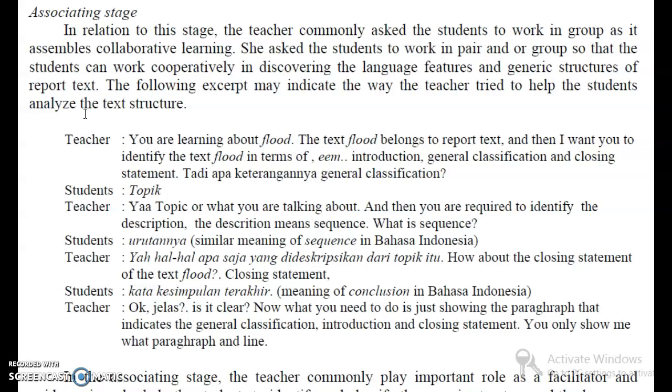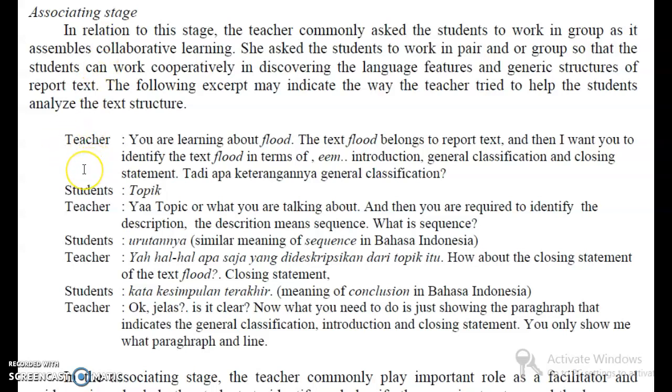The next stage is the associating stage. In relation to this stage, the teacher commonly asks the students to work in groups as it resembles collaborative learning. The teacher asks the students to work in pairs and/or groups so that the students can work cooperatively in discovering the language features and generic structure of the report text. The following excerpt may indicate the way the teacher tried to help the students analyze the text.